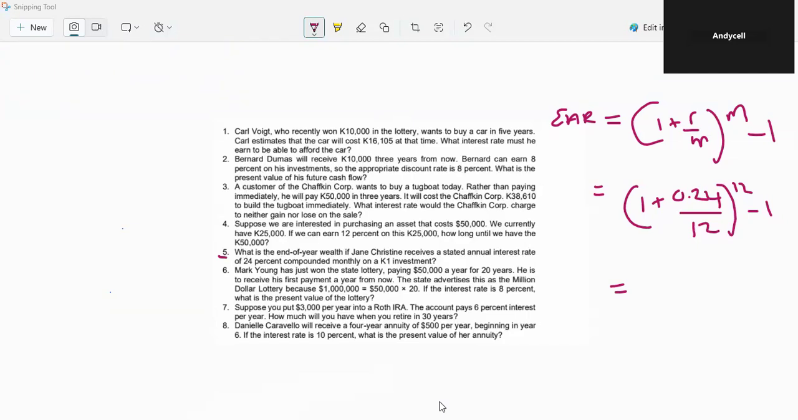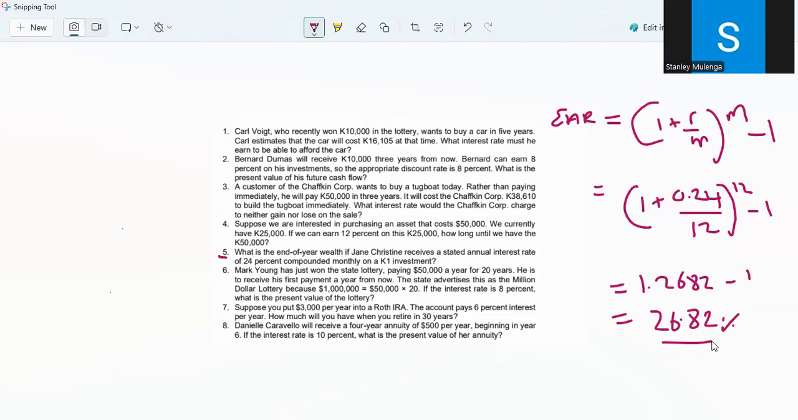So the first part, we have 1.2682 minus 1, which will give us 26.82%. 1.2682 minus 1, that's 0.2682, or 26.82%. So this is what? Our effective annual rate.